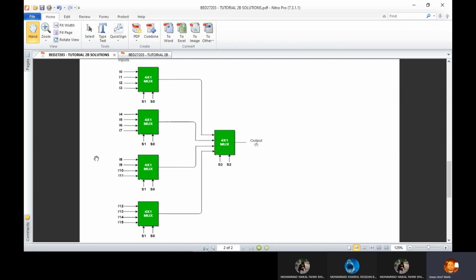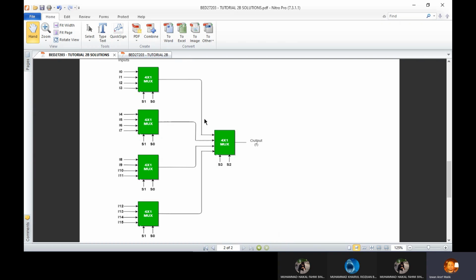So dia akan ada 2 selector S0, S1 untuk these 4 multiplexer. And then yang ini dia ada S2, S3. So lagi 2 selector ni hanya masuk dekat sini sahaja. Okay, so this selector, let's say it is 0, 0. When it is 0, 0, maksudnya I0 akan jadi output, I4 akan jadi output, I8 will become the output, I12 will also become the output. So you akan dapat dekat sini I0, I4, I8, I12.